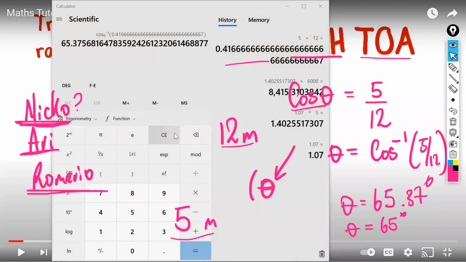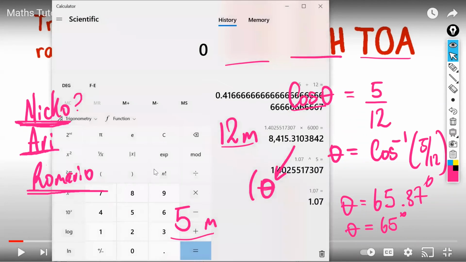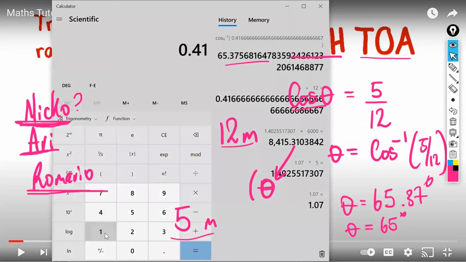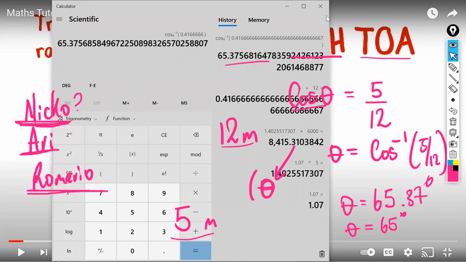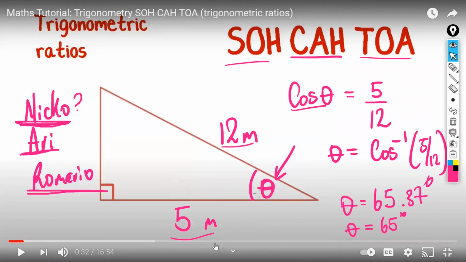So yes, 0.416666. Okay, how do you find the inverse, guys? Use the trigonometry function, press second, and then use cos to the -1. That's how you find the inverse. You should be able to use it on your calculator. It's not too bad. So let's move on now, guys.